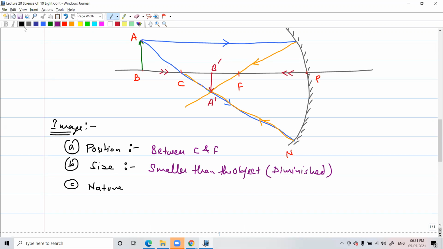Nature, you tell me, is it a real image or a virtual image? Real. It is a real image. Why is it a real image? Because the light rays which were reflected from the mirror really go and meet at A dash. Actually, they meet. That is why this is a real image. And there is one more property of a real image, that real images can be projected on a screen. So if you put a screen over there, you will be able to see that object actually on that screen.